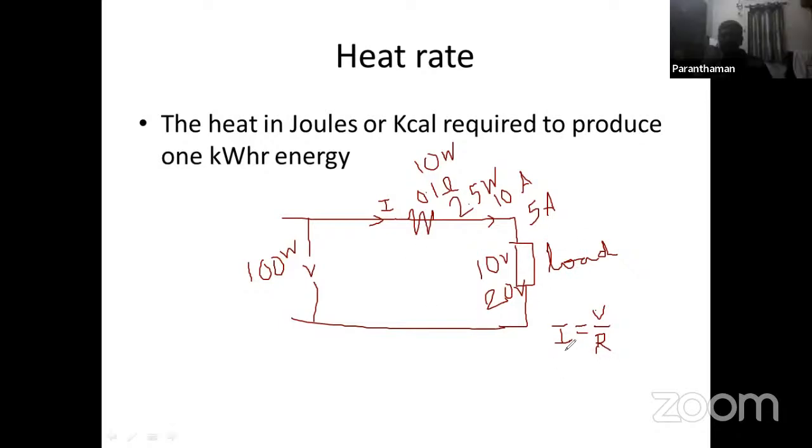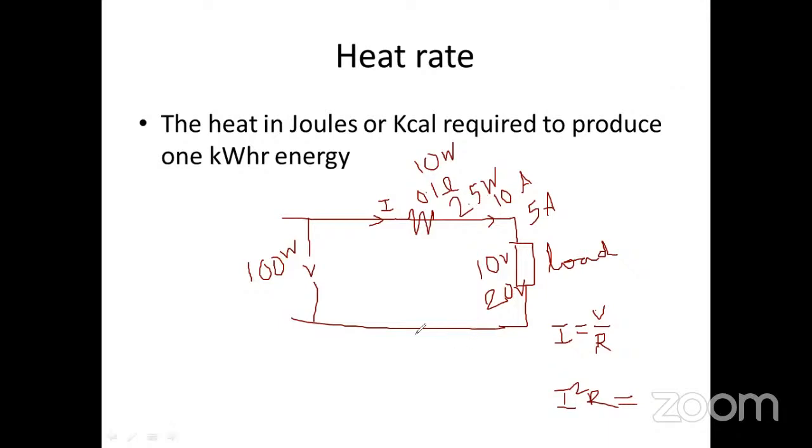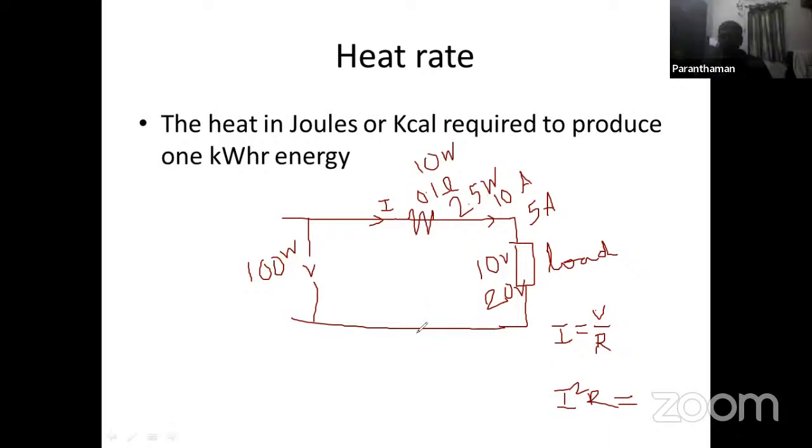Then I is equal to V by R. We found one data, I square R, that is equal to what we found just now. First case 10 watts, second case 2.5 watts. I square means 10 square into 0.1.